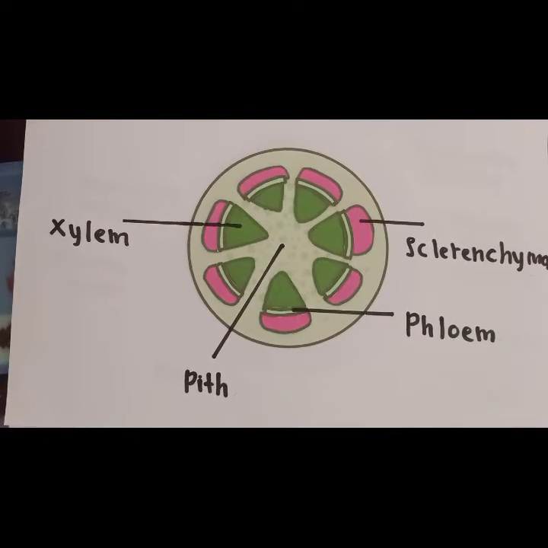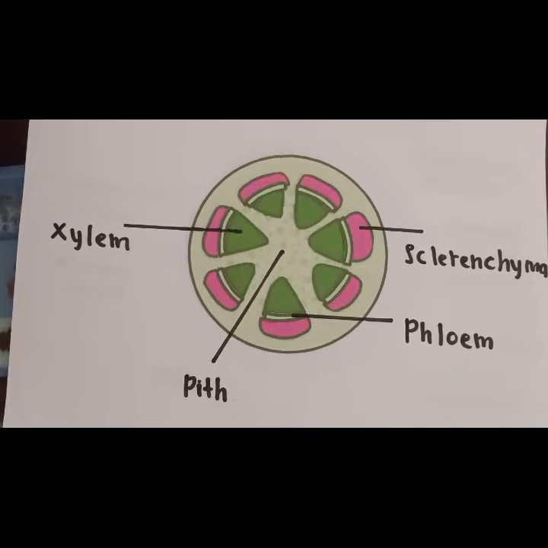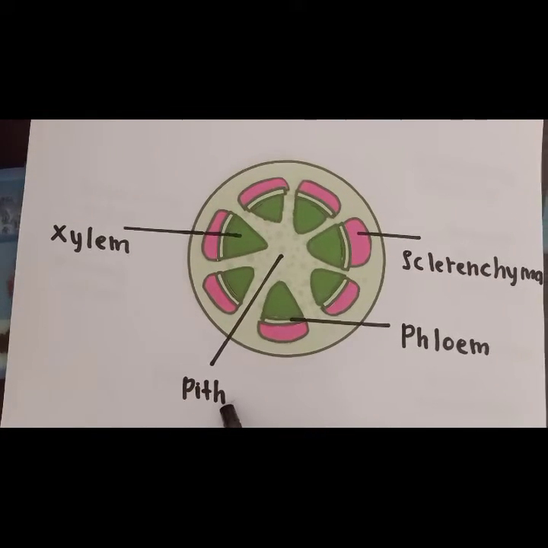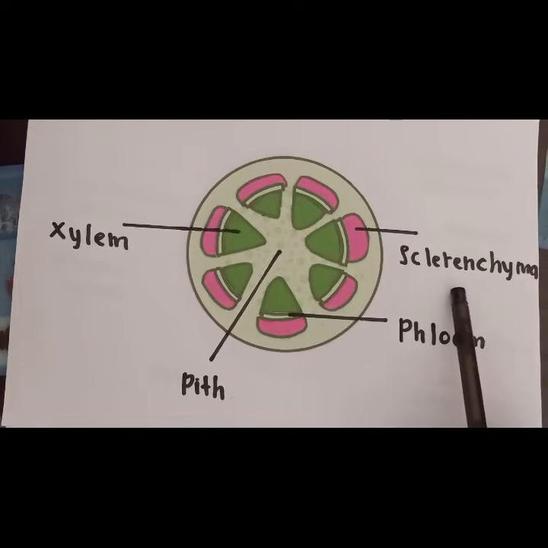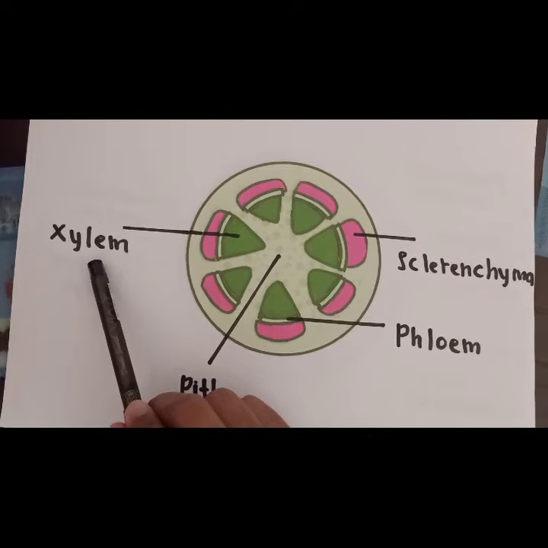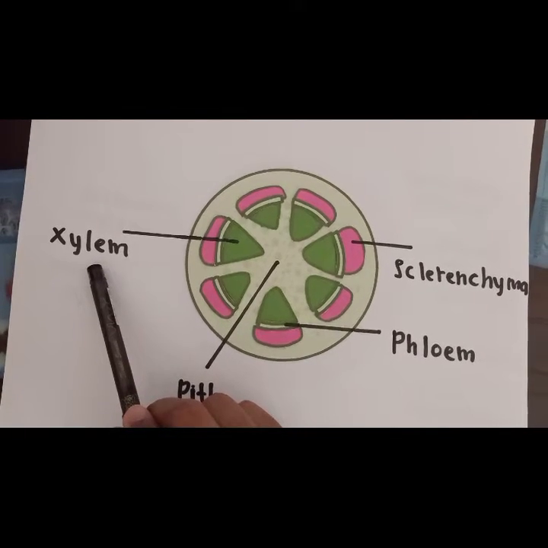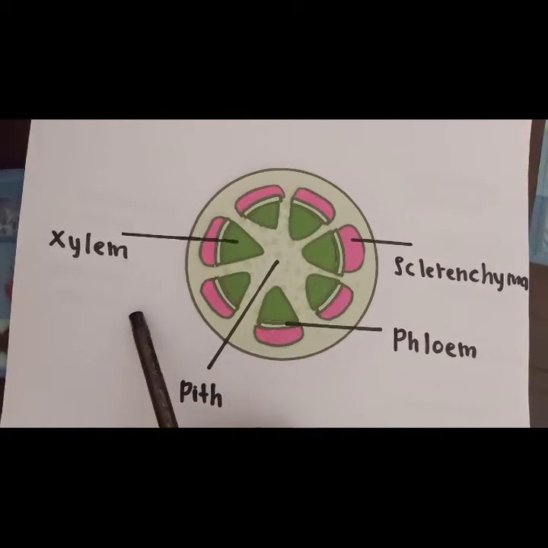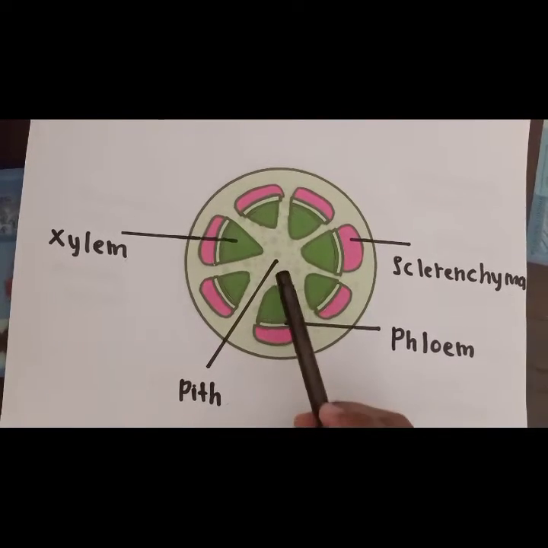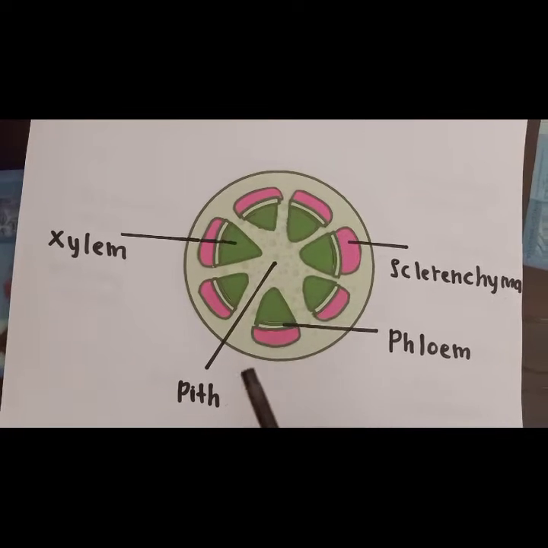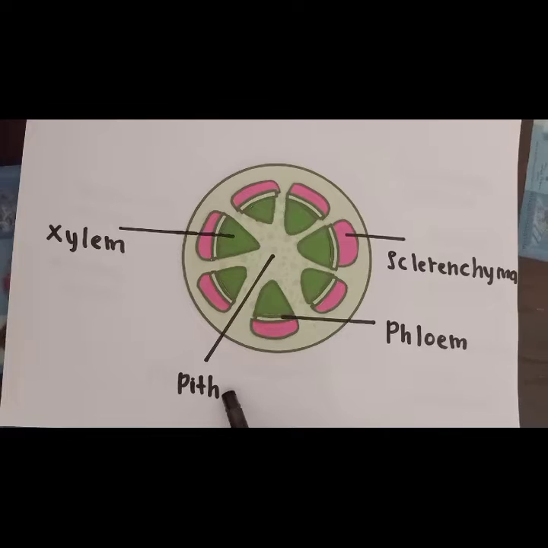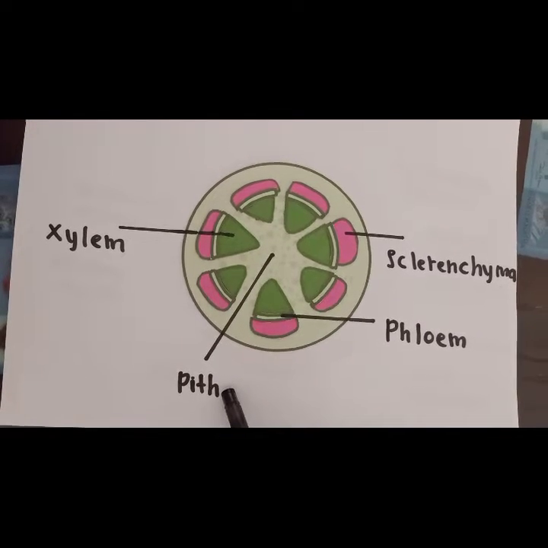So this is the structure and component of primary stem. The first ones are xylem, pith, phloem, and sclerenchyma. The function of xylem is for water transportation from the root to the other part of plants. This is pith. Pith is the center of the cell. The function of pith is to transport nutrient throughout the plants and then store the nutrient within its cell.